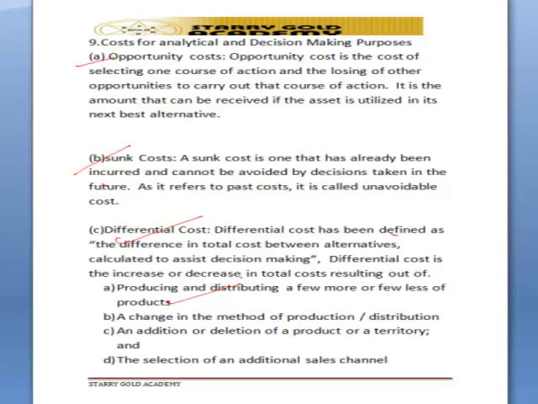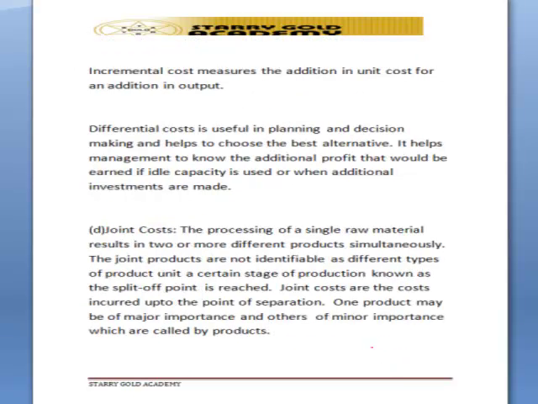That is what we are talking about when we are looking at differential costs. Then secondly, a change in the method of production and distribution. What effect will it have? What has changed? The difference between when the previous method was being applied and when the present one is now being put in place. Then the selection of an additional sales channel is also part of differential cost.